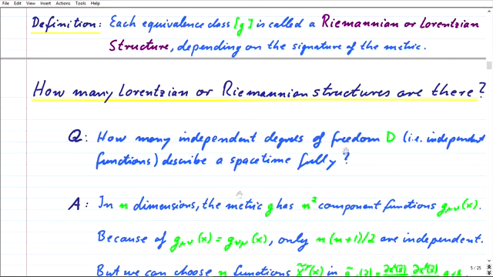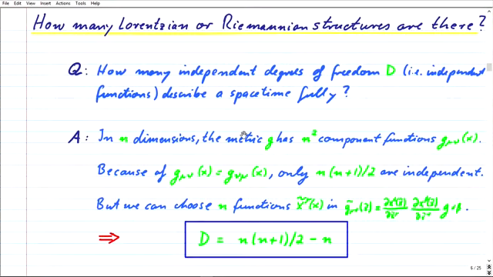So let us then ask, how many Lorentzian or Riemannian structures are there? So far, I may not even have convinced you that there is more than one. I mean, could it not be that the equivalence class of eta is all of them, all of the g mu nu of x's? Let's see. How many independent degrees of freedom will there be in a space-time?